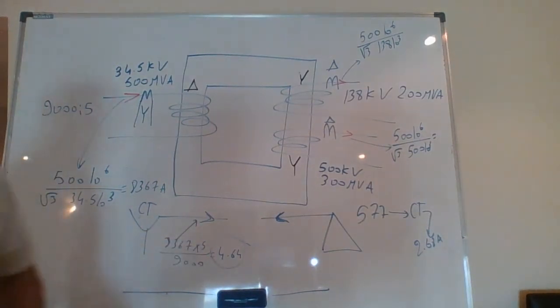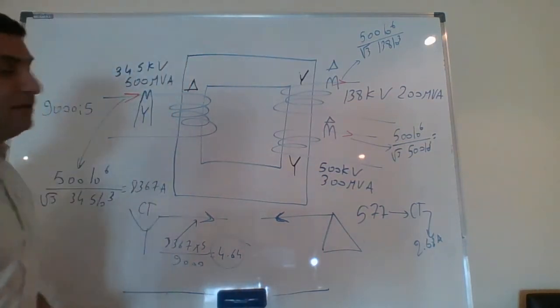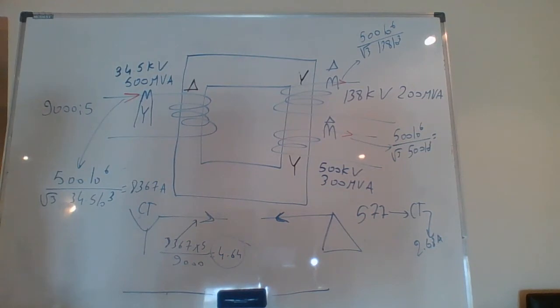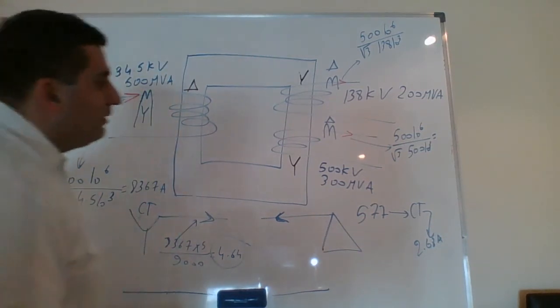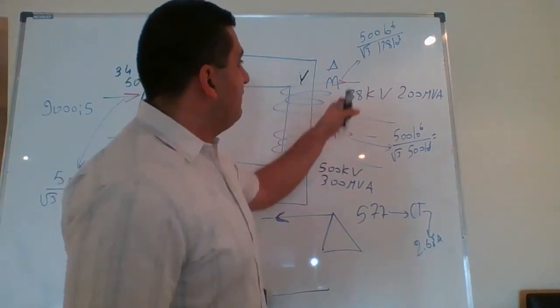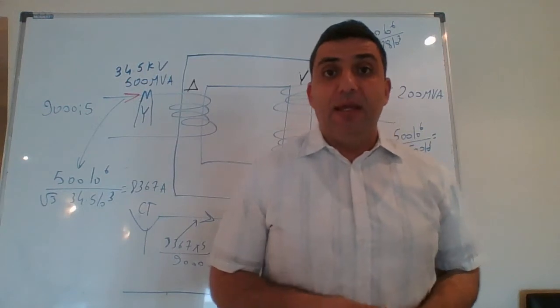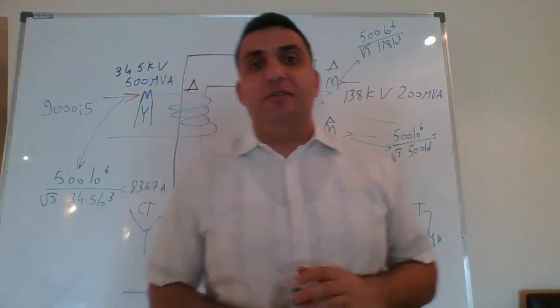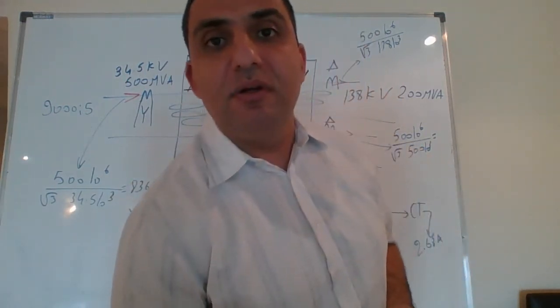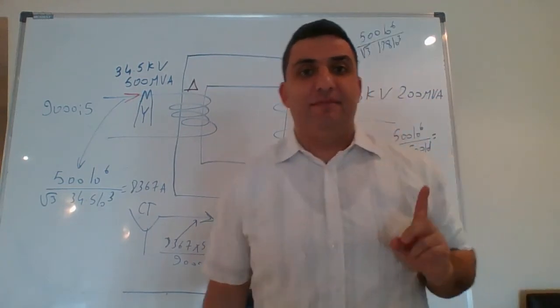So now the CT ratio will be 1000 to 5 in this case, and the other one will be 3600 to 5. So these will be 1000 to 5 and 3600 to 5 ratios. Okay. Before we finish this session, I want you to know one element.